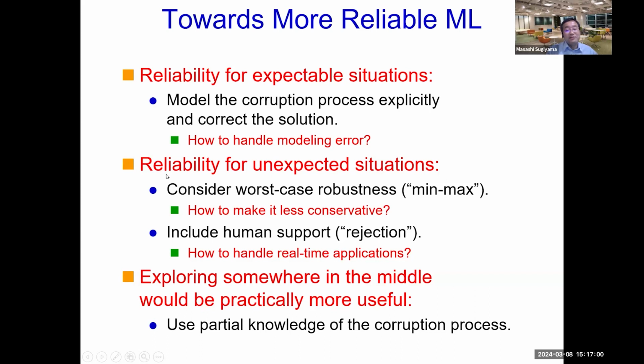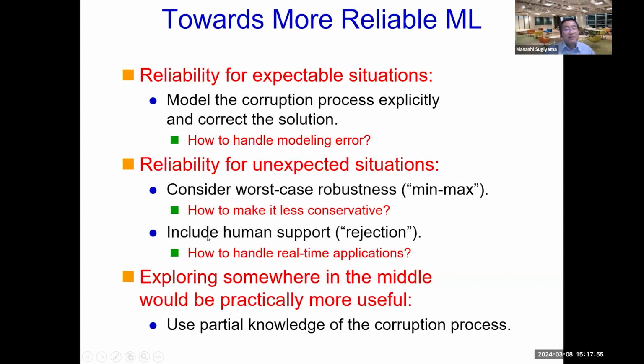Another completely different approach would be to consider reliability for unexpected situations. Suppose we don't know anything about the test phase, then we may consider worst case robustness or a minimax solution. If something worst happens in the test phase, we try to minimize the worst case risk. This is a standard solution, and we may obtain a nice solution mathematically. But in practice, we need to consider a certain epsilon ball or something to consider the worst case robustness. Then the solution tends to be very conservative. Our worst case scenario is really the worst case, and maybe it doesn't happen in practice, but still we need to cope with it. So if we take this minimax approach, how to make it less conservative is an ultimate challenge.